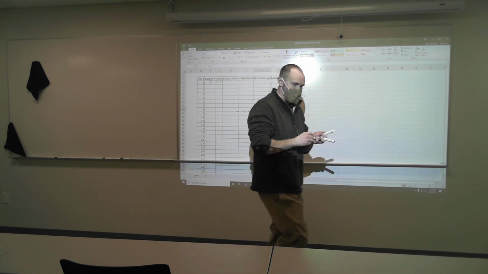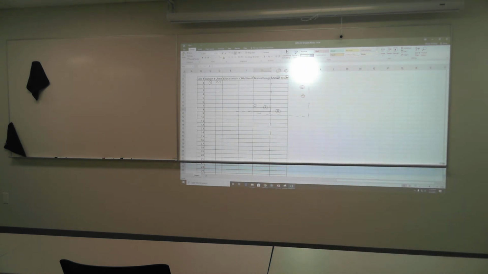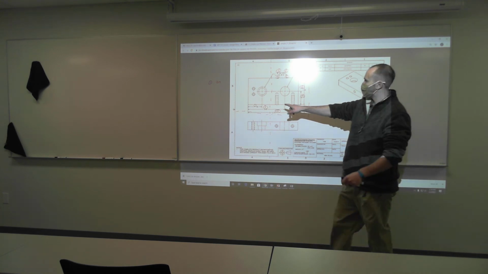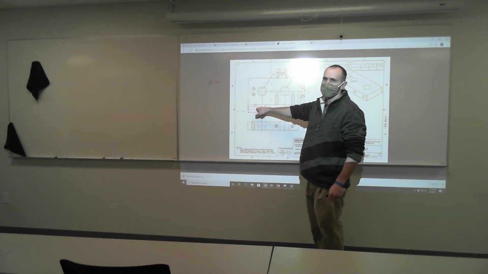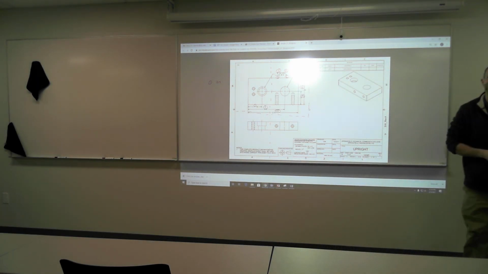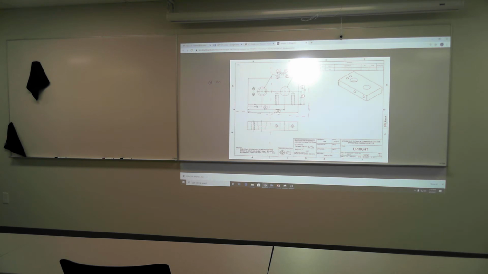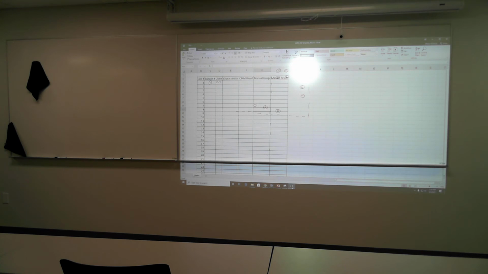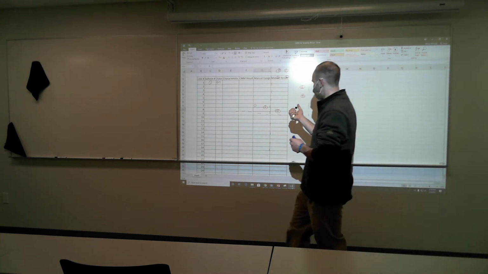So characteristic. This is the actual dimension itself. So yes, the balloon is a unique identifier. It does get you to look at the right spot, but the characteristic itself is 780 thousandths, 0.78. So you're just going to write whatever the characteristic is. In this case, 0.78.